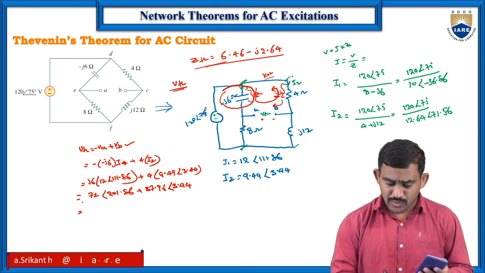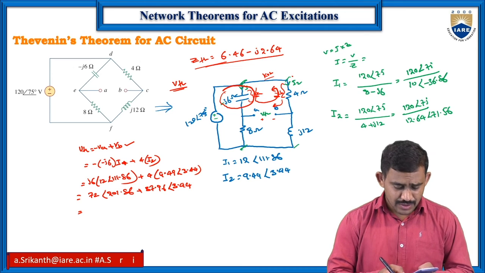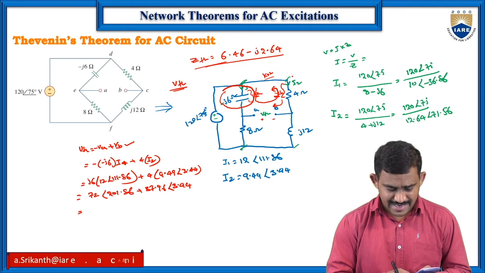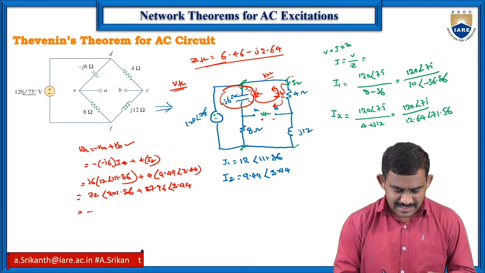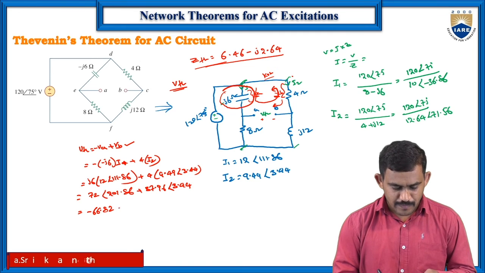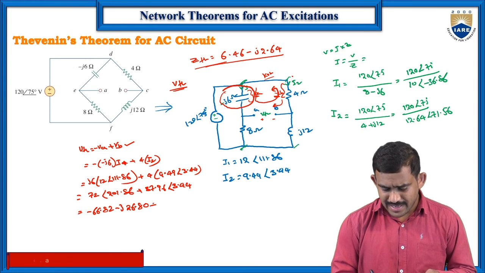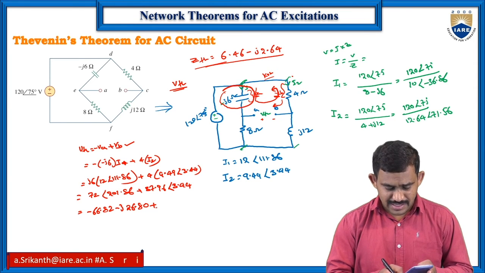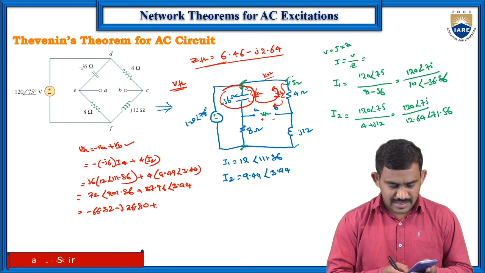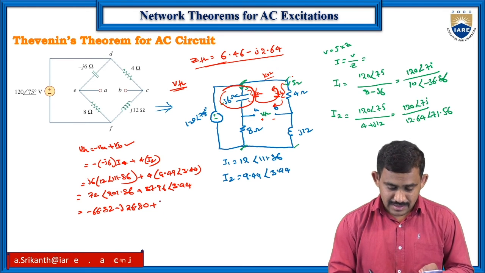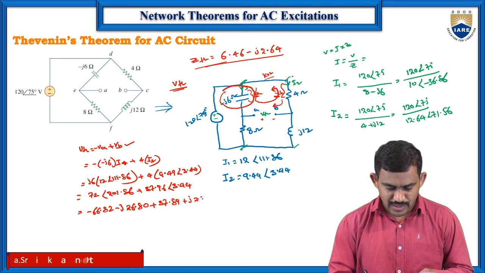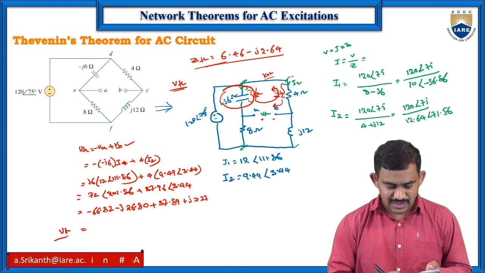Now both are in plus position, so convert into rectangular form. 72 comma 201.86, the value is minus 66.82 minus J 26.8. Plus 37.96 comma 3.44 also needs to be converted into rectangular form, and the value is 37.89 plus J 2.27.